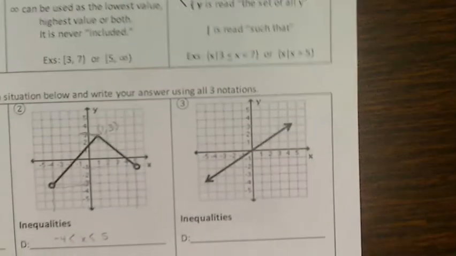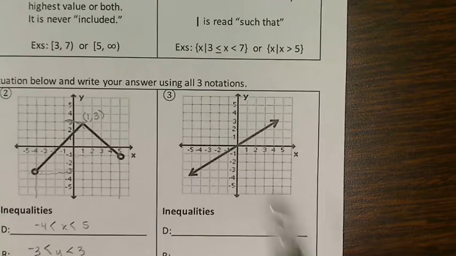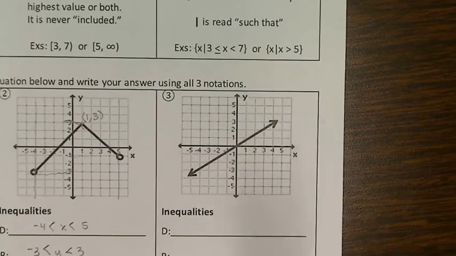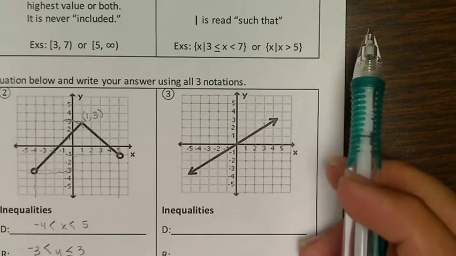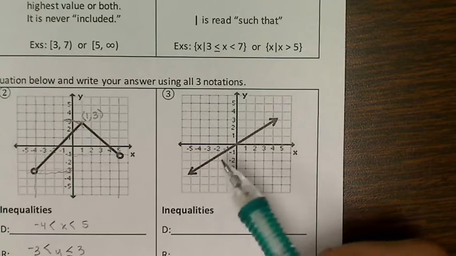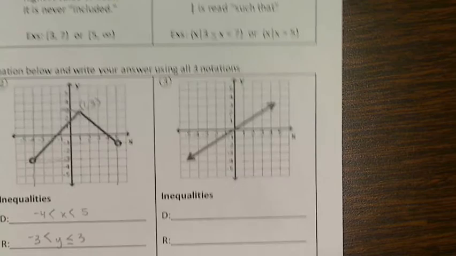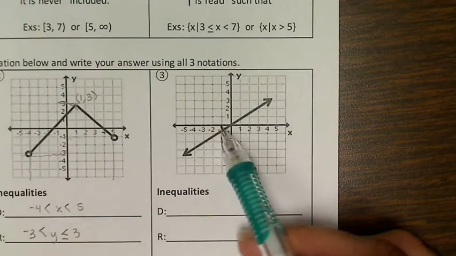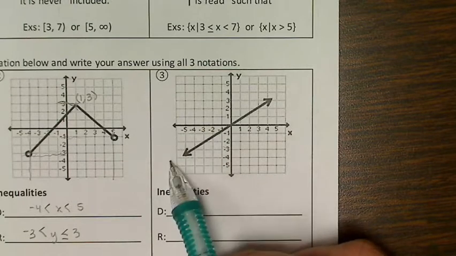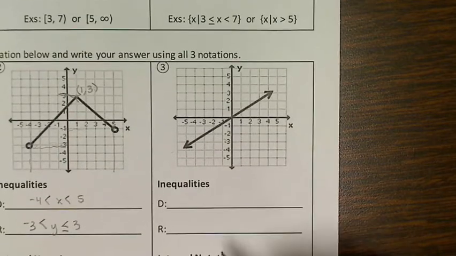Okay, finally, we have this graph here. This graph doesn't show any endpoints. There are arrows on both sides. If there are arrows, that means it continues forever to the right and up, and a left arrow means forever to the left and in the down direction as well. So our domain would be, well, every single x that's on the x-axis is going to have a corresponding y value. So we're in our all real numbers situation.